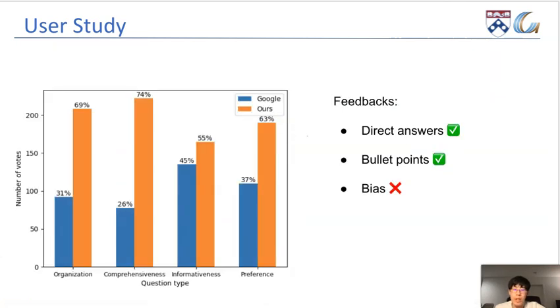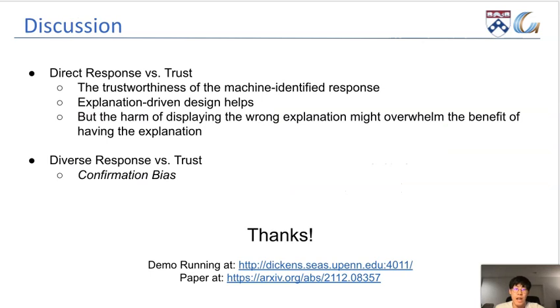And we see that our prototype is more preferred by the users in 4 different dimensions, and some of their feedback is interesting. For instance, they do like our direct answers and bullet points, but in contrast to our expectation, they believe that us answering the questions for them is sometimes introducing bias, and this is not what we hoped for.